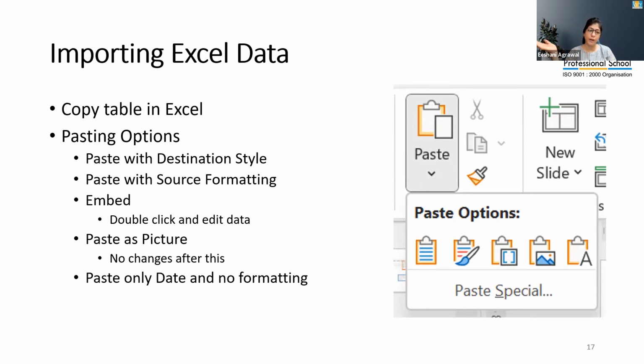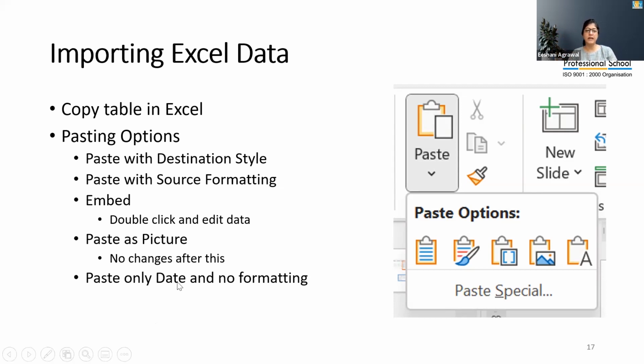So from the source, whatever is the formatting, it gets put over here. I can copy paste and embed it also. Once I double click on it, I can edit the data. I can paste it as a picture. You will do this if you're not intending to make any kind of changes in your number. If you don't want any linking, you don't want any changes, then you would put it as a picture. But that embed as an object you can do. You don't really have to place it. You can copy and paste and embed the object also.